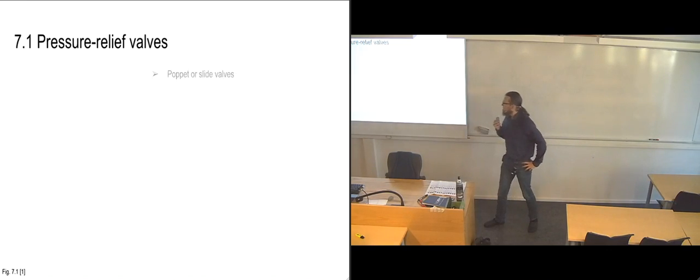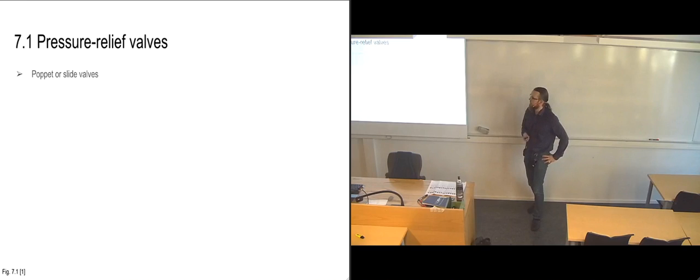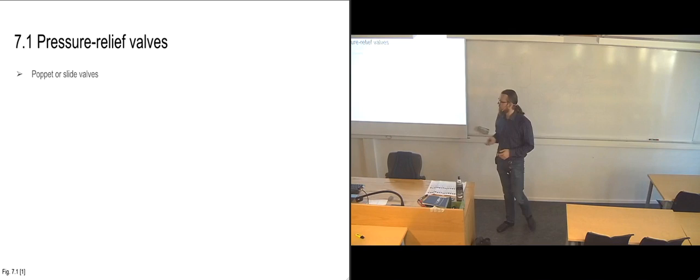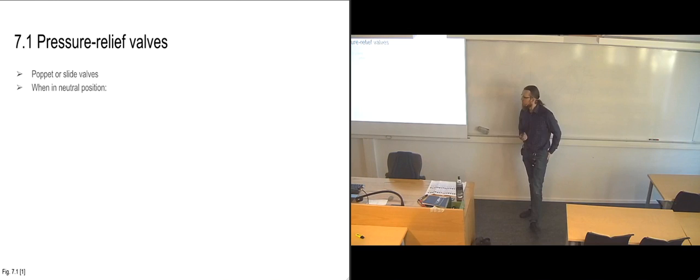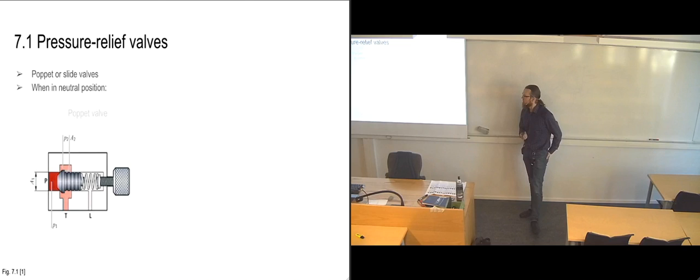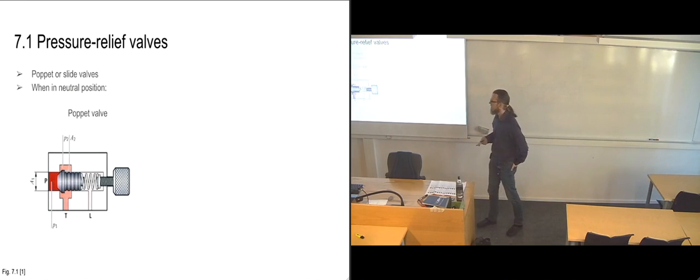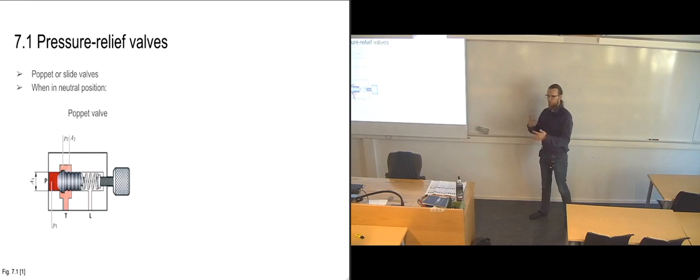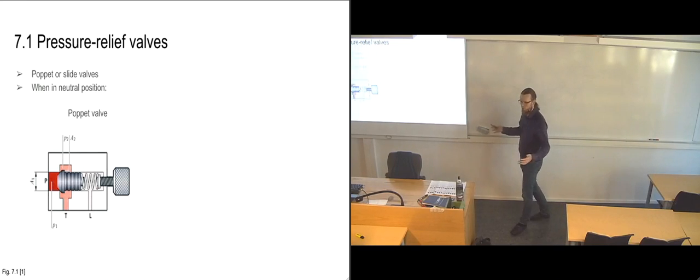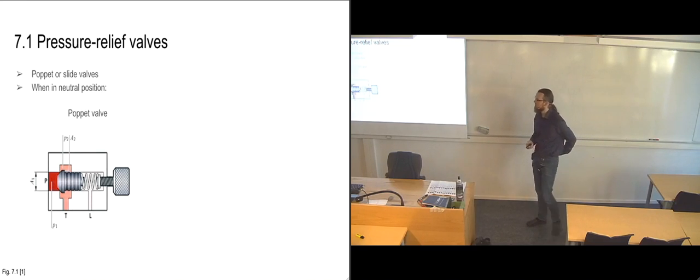So, we were looking at pressure relief valves. The pressure relief valves, the ones that relieve too high a pressure, can be both poppet or slide valves. And when they are in their neutral position, they are usually closed. It wouldn't make much sense to have it open in its neutral position, because then it wouldn't be relieving too much pressure, it would be relieving all pressure instead. So they have to be closed when they are in their neutral position.